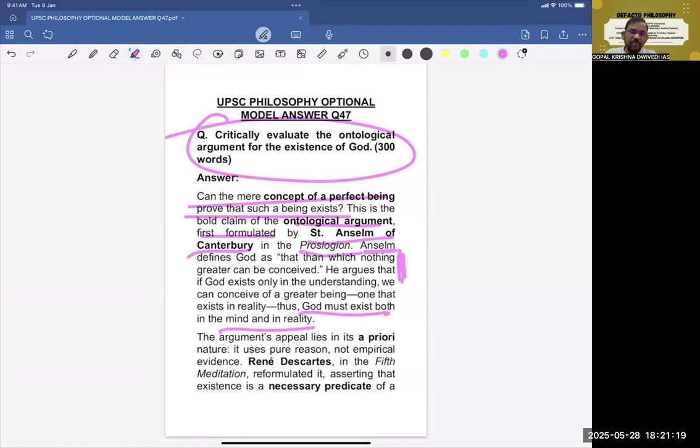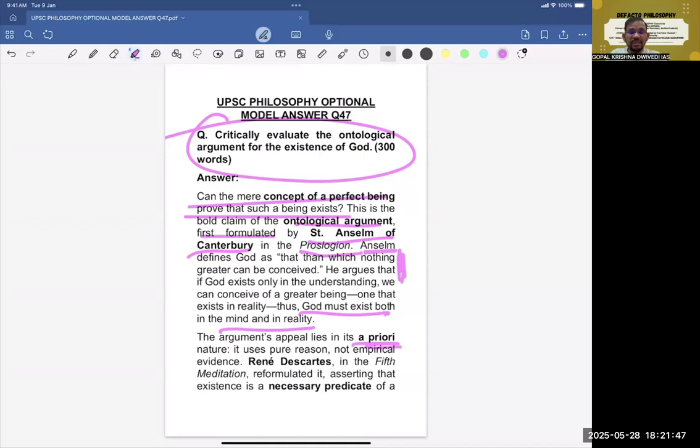Now, the argument's appeal lies in its a priori nature. You already know a priori and a posteriori: a priori is only mental application, while a posteriori means it's empirical, something you can physically observe. So this argument is totally a priori. It uses pure reason, not empirical evidence. This is an a priori argument.